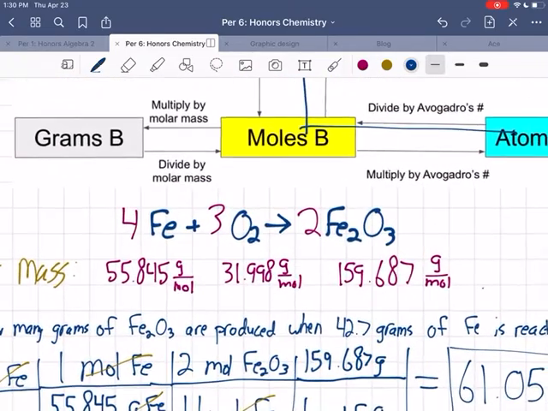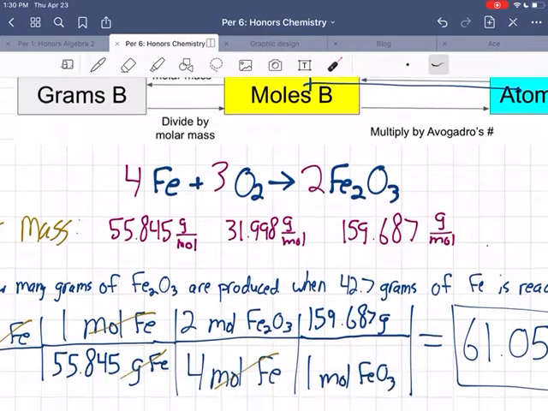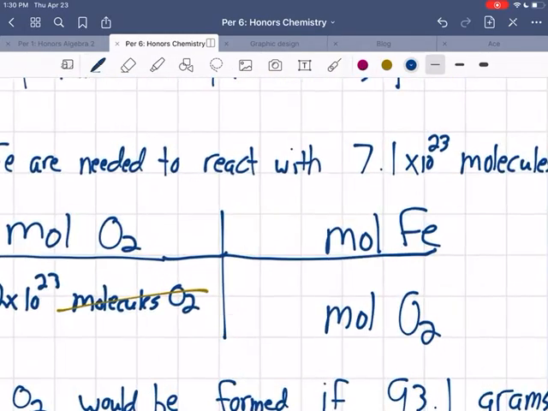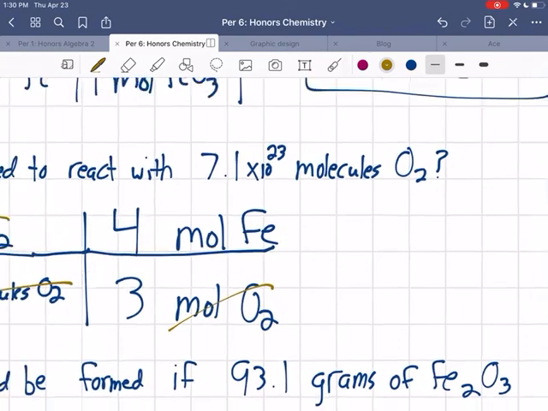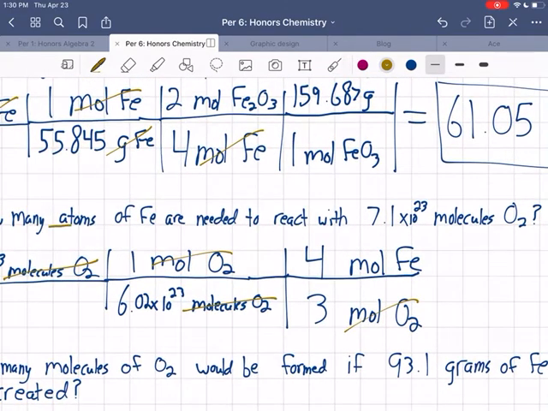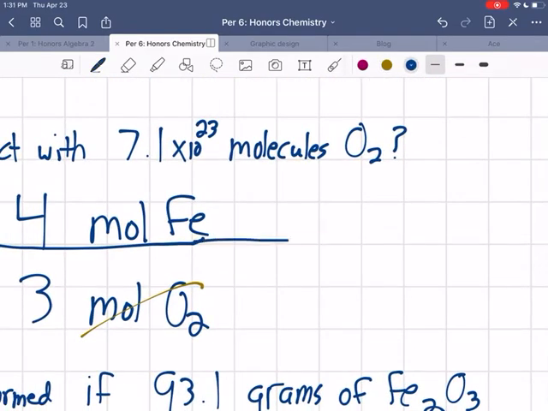Okay, use your balanced chemical equation here. We started with oxygen, we're going to iron. That is a 4:3 ratio. So from that equation, we had a 4 in front of our iron and a 3 in front of our oxygen. We no longer have molecules of oxygen. Now our last step here, because we are trying to find the atoms, we have to convert from moles of iron to atoms of iron. So once again, we are going to have to use Avogadro's number.